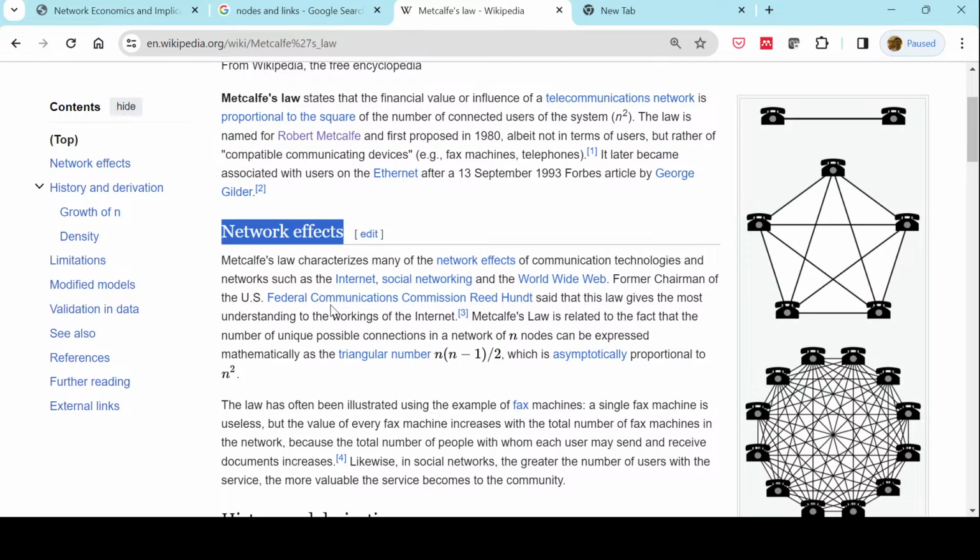mathematically as the triangular number n(n minus 1) over 2, which is asymptotically proportional to n to the power of 2. This law has often been illustrated using the example of fax machine.